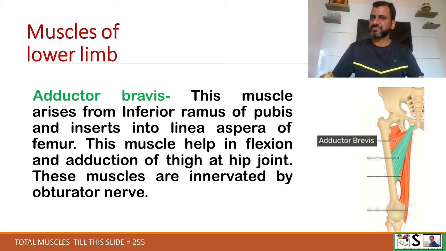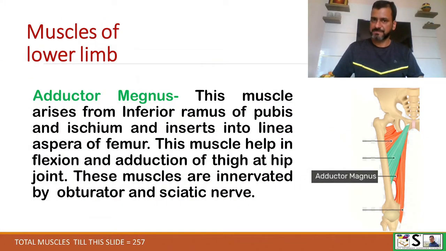Adductor brevis. This muscle arises from inferior ramus of pubis and inserts into linea aspera of femur. This muscle helps in flexion and adduction of thigh at hip joint, and these muscles are also innervated by obturator nerve.